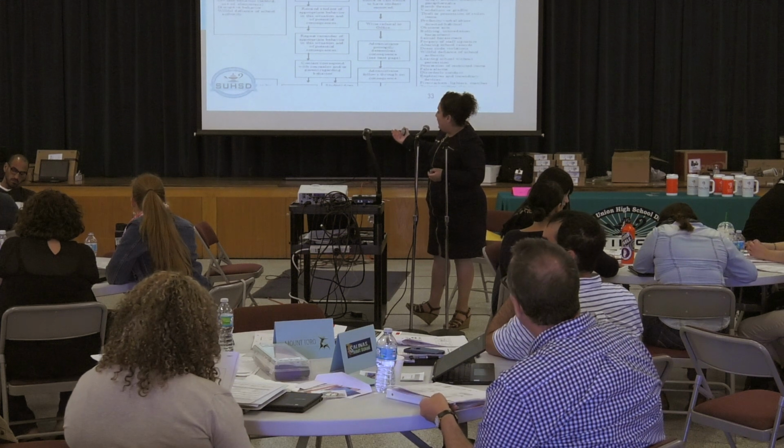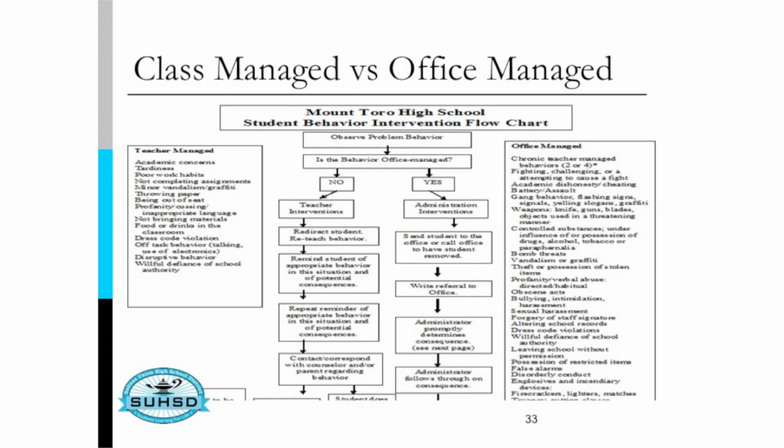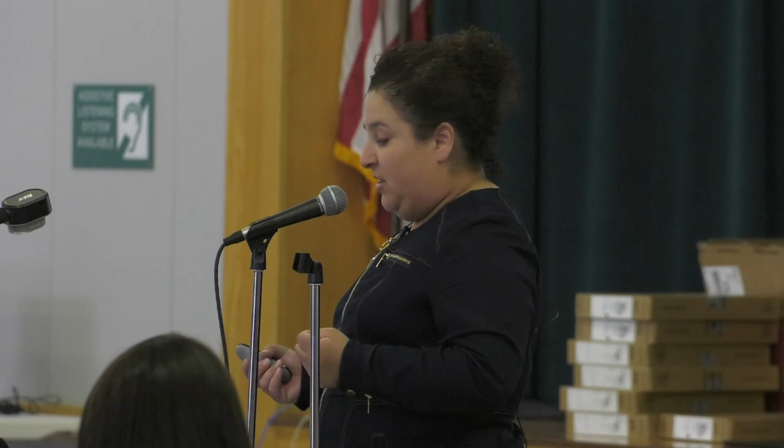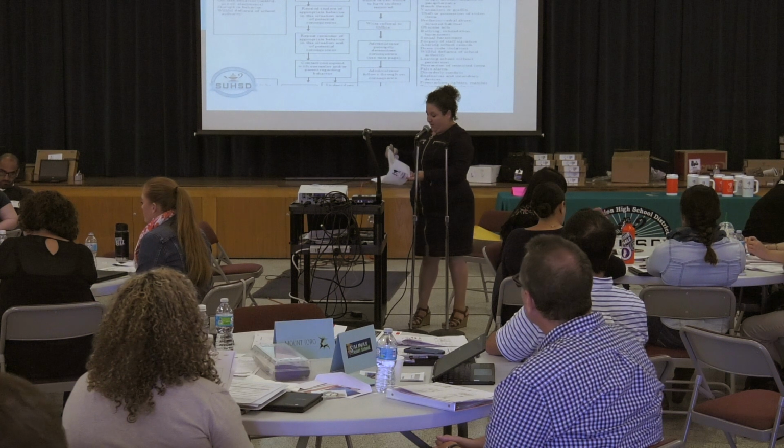Teacher managed behaviors are things like tardiness, poor work habits, not completing assignments, and willful defiance of school authority. Teachers manage these things within the classroom. Some examples of office managed were chronic behaviors, happening 2 to 4 times, fighting, battery, assault, those types of things. Every school site, like I said, should give you some type of flow chart of behaviors and how to go about dealing with problem behavior.